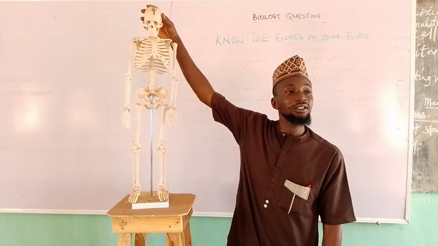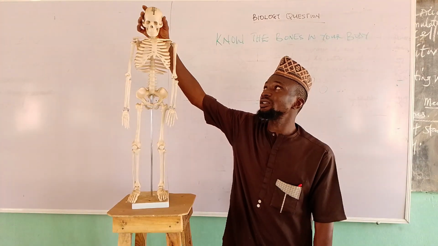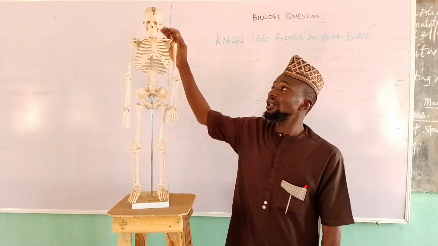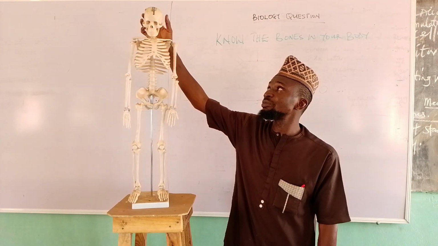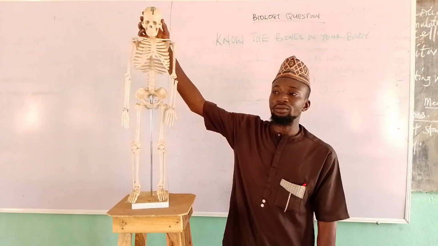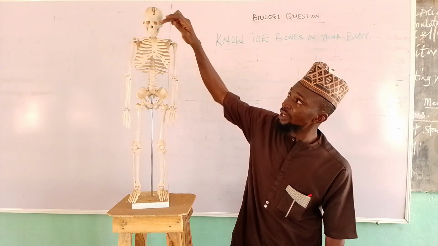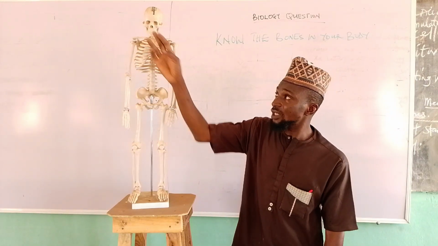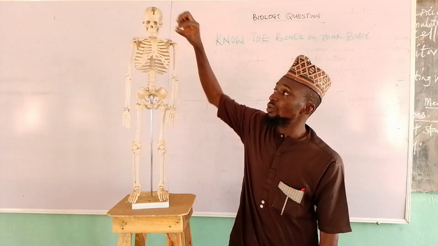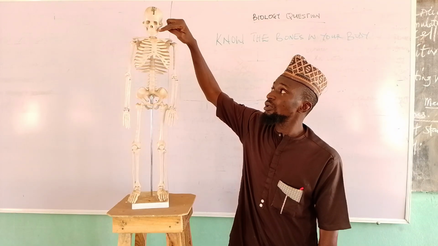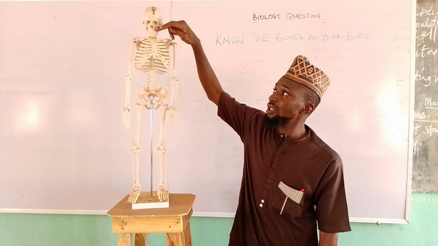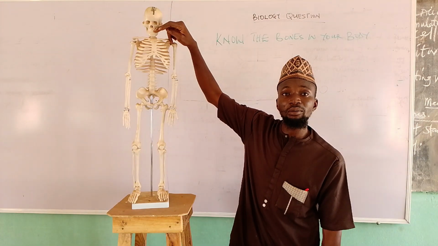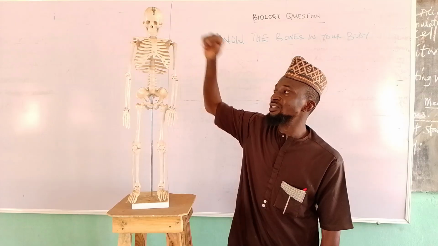From the head, we have the skull. The skull is the bony framework that covers the brain, and it plays a major role in protecting the brain from injury. Then we have the eye socket, where our eyes are fixed. We have the nose cavity, and we have the jaw, the upper and the lower jaw. The upper jaw is called the maxilla, and the lower jaw is called the mandible.